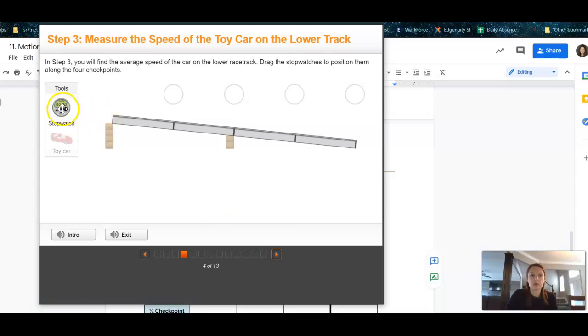Make sure you're recording your information and just follow the directions in your Google Doc and on the screen. Make sure you fill out the tables. That's where you're going to have all your information, and that's where you're going to get your points. Let me know if you have any questions, and good luck.